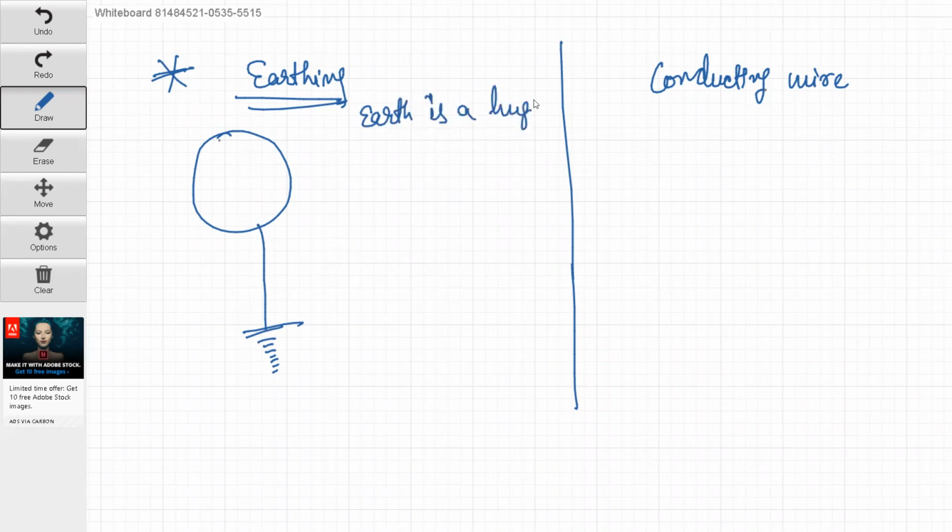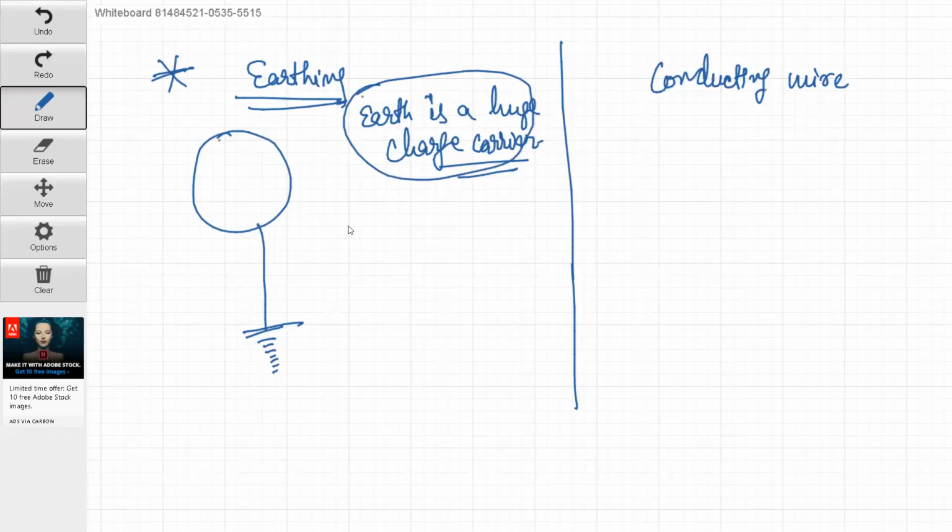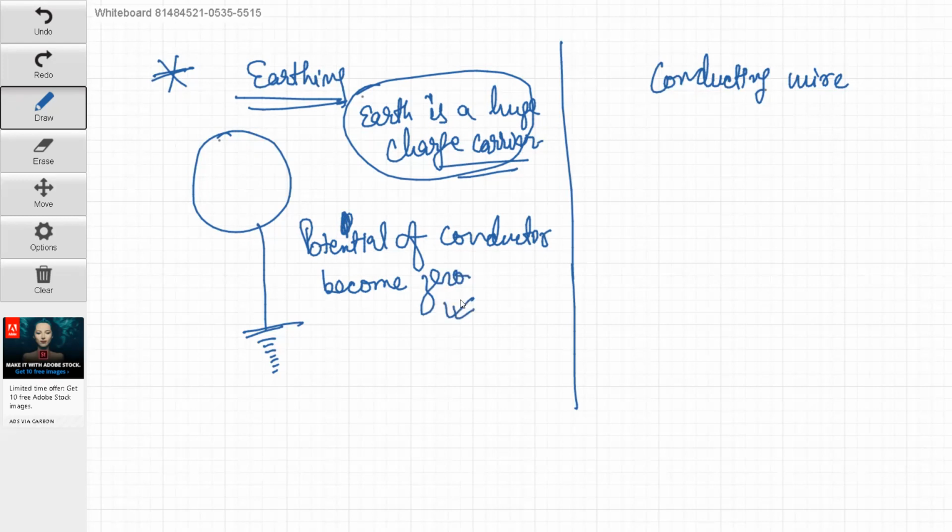Earth is a huge charge carrier. Is this okay? Earth is a huge charge carrier. So what happens when you attach it to the earth, the potential of the conductor becomes zero. So just remember this thing. Whenever you attach any conductor to the earth surface, its potential will become zero. Earth transfers the charges in such a way so that its potential becomes equal to zero.